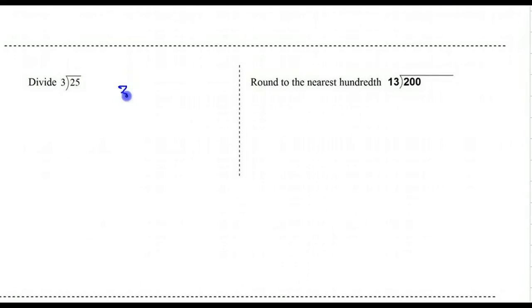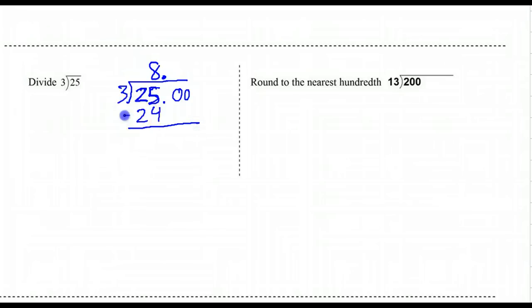Okay, so when dividing into a whole number, you want to make sure you add a decimal. We are not doing remainders anymore. So start by just writing it as if it's money. So you have $25. 3 into 25. Now 3 into 10. And then again.